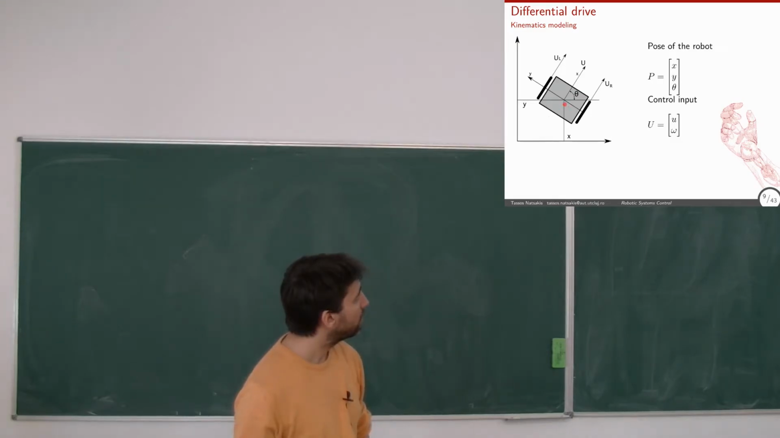Okay, good. Now, what can we control about this robot? What we will consider a control input would be the linear velocity of the robot and the angular velocity of the robot. So that's what we call u and omega.